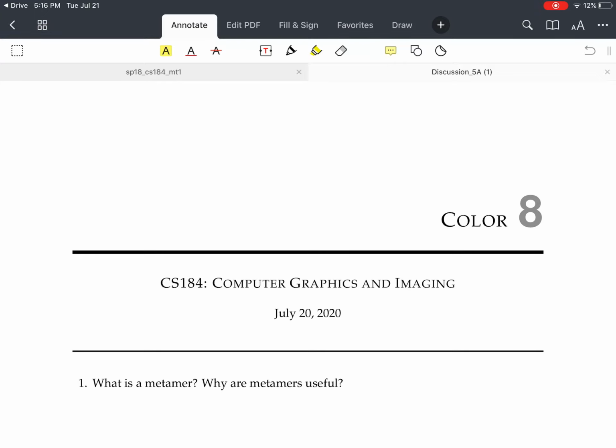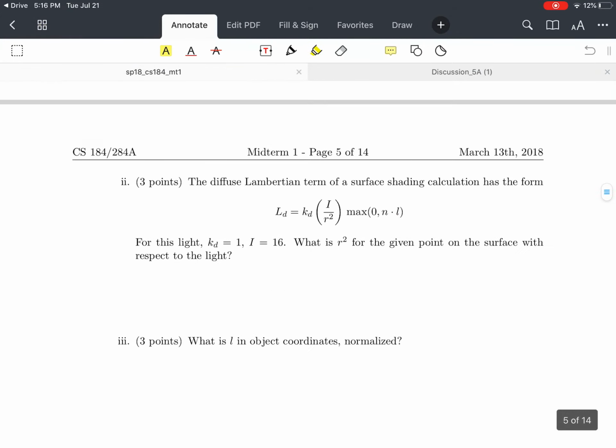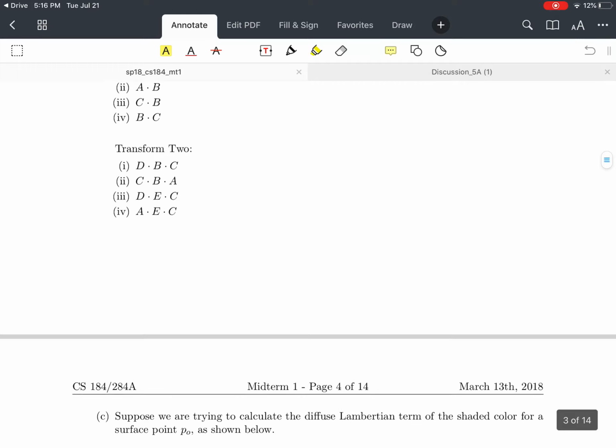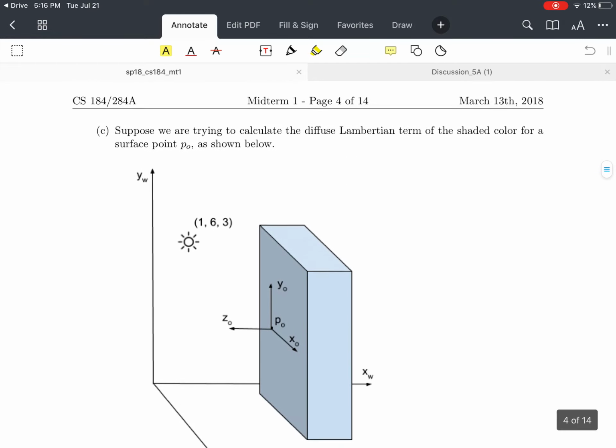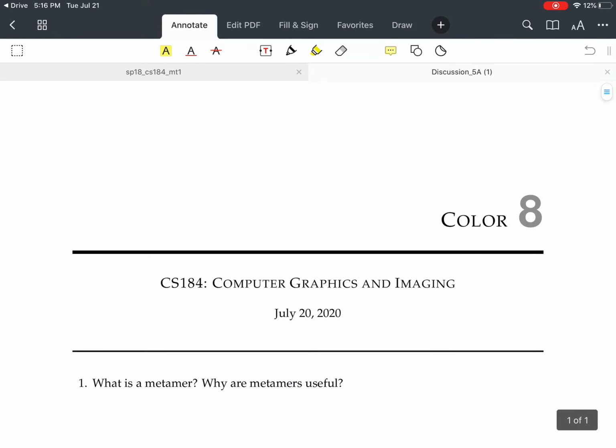Today we have a very short discussion on color, so we'll go through that and then we'll go ahead and do a practice problem from the spring 2018 midterm in preparation for the midterm next week. Okay, so let's get started with the color portion of the discussion.